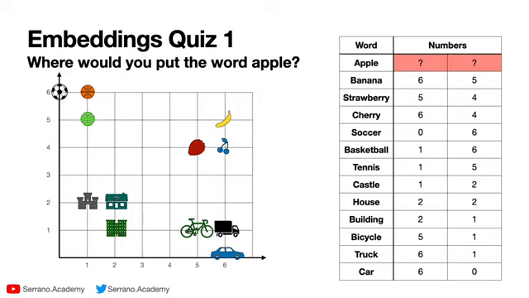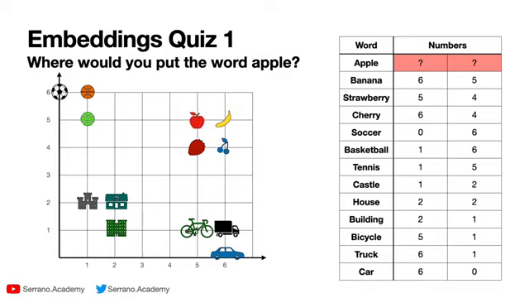And now the quiz is the following. Where would you put the word apple if you were going to put the apple in this embedding over here? And I'm going to give you 3 options, A, B, or C. So think about it, feel free to pause the video and tell me where do you think you would put the word apple? And I'm going to give you the answer. I would put it on C.